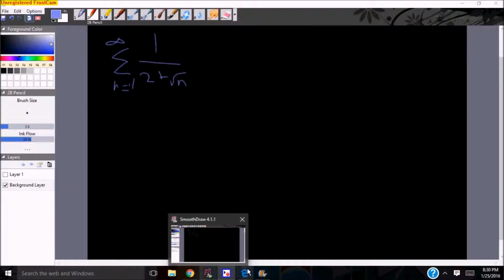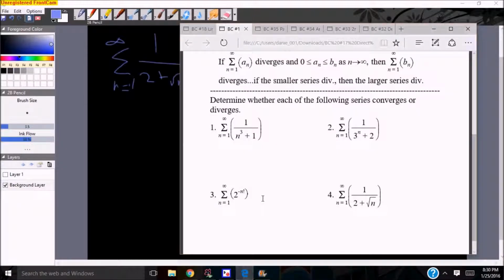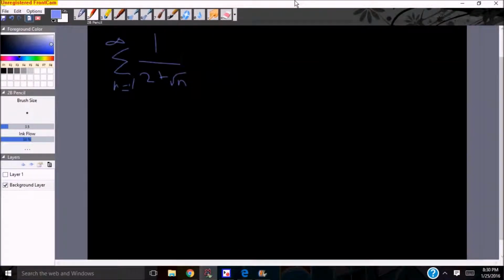Okay, last one to look at for the direct comparison test. You can see over here it is the summation from 1 to infinity of 1 over 2 plus root n. And this one's actually going to work a little bit different than the others, because after you've seen the other three that we've worked, you may think that we're looking for a p-series or geometric, and the first one that you might think of is 1 over root n, because that looks very similar to what's in here.